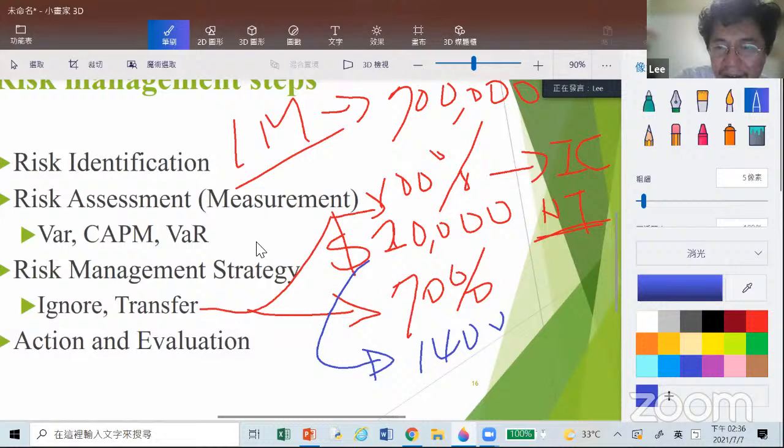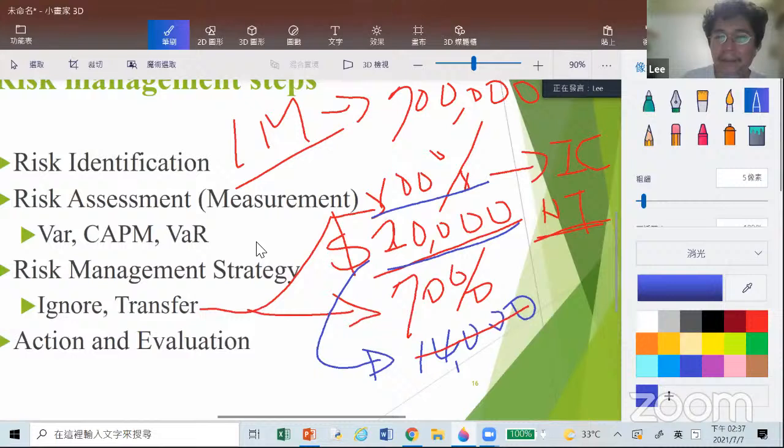So if someone steals your car, they will give you 70% of the car price, only $700,000. Based on the ratio, should I pay 14,000 for the insurance premium? Normally, no. It will be cheaper because you take the risk 30%. You are not transferring 100% risk to the insurance company. So the $20,000 is based on 100% risk, but now you only transfer 30%, so maybe the company will collect from you only $10,000 because you take 30% risk.